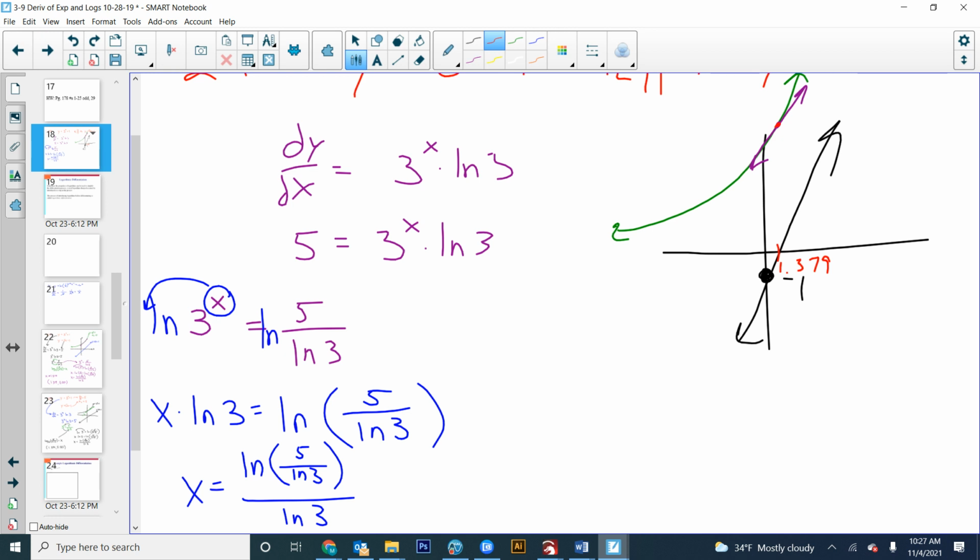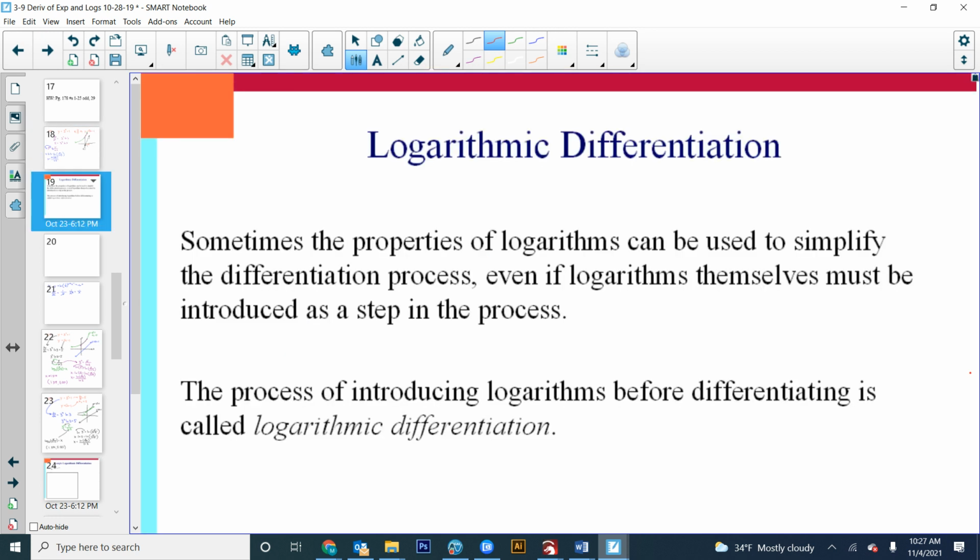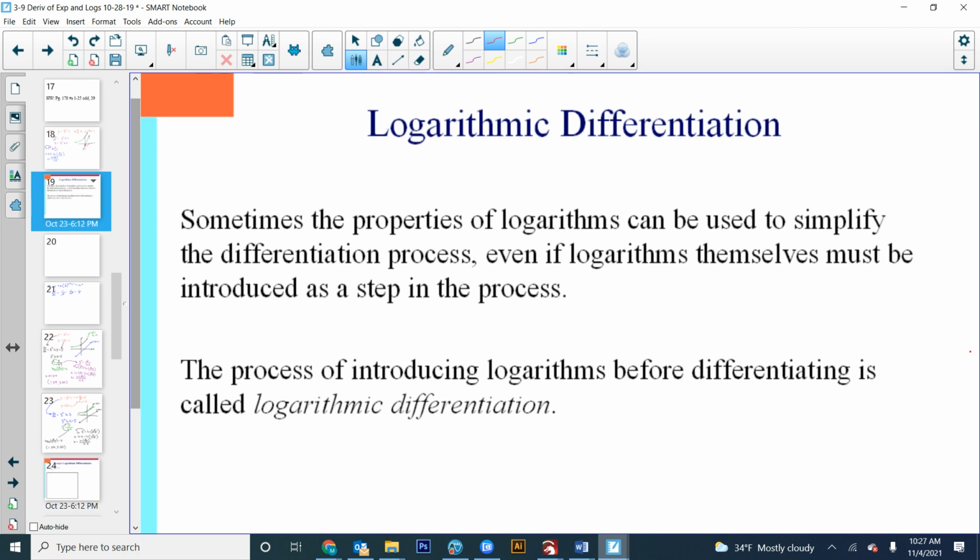All right, into logarithmic differentiation. I would just write the heading, logarithmic differentiation.